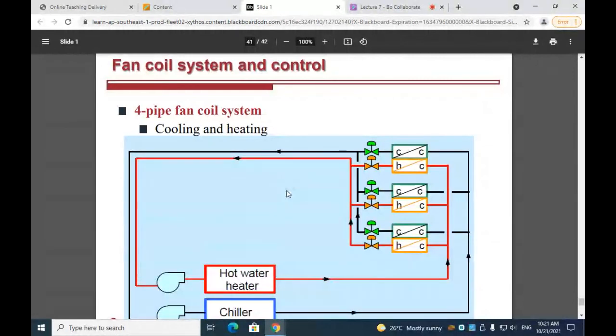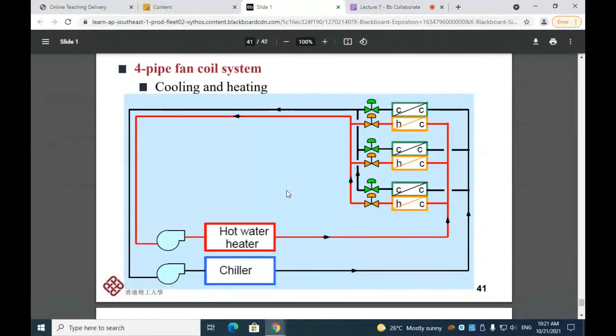So if heating and cooling are both considered for the fan coil system, we can arrange the pipes into a 4-pipe system or a 2-pipe dual temperature system. For the 4-pipe system, first of all, the fan coil unit has a cooling coil and heating coil. It has 2 coils. So it has 2 sets of 2-pipe fan coil system. One set is a pump with a hot water heater or boiler, and another set is a chiller with a pump. So the 2 sets are arranged in parallel with each other, and they are actually individual systems.